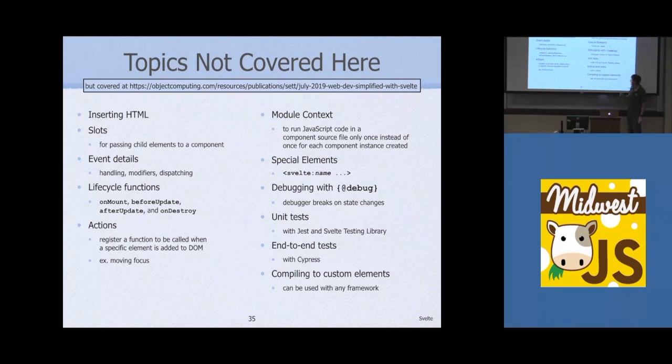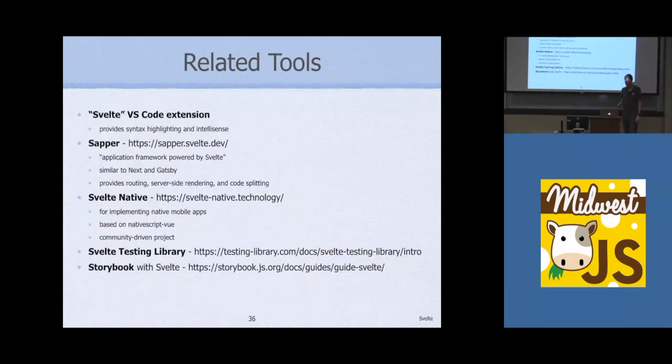That's the way I recommend doing it. You can write end-to-end tests using Cypress. You can compile to custom elements. So the previous talk in this room was about how you could create custom elements that you could use in other frameworks, and you can do that with Svelte by compiling to a custom element. There are some related tools you might want to check out, especially if you're a user of VS Code. You'll want to check out the Svelte extension for VS Code. It gives you syntax highlighting and IntelliSense.